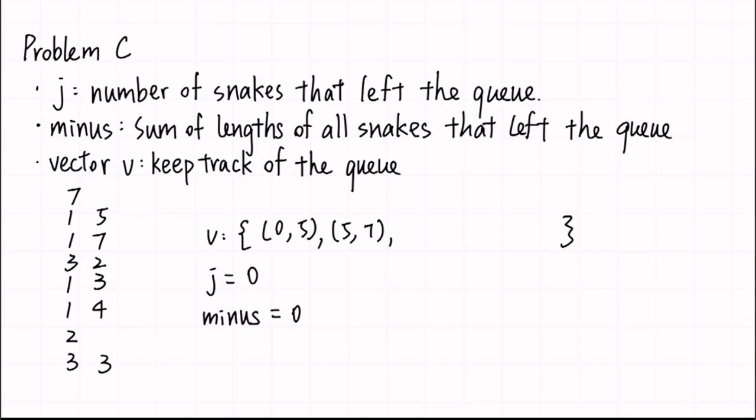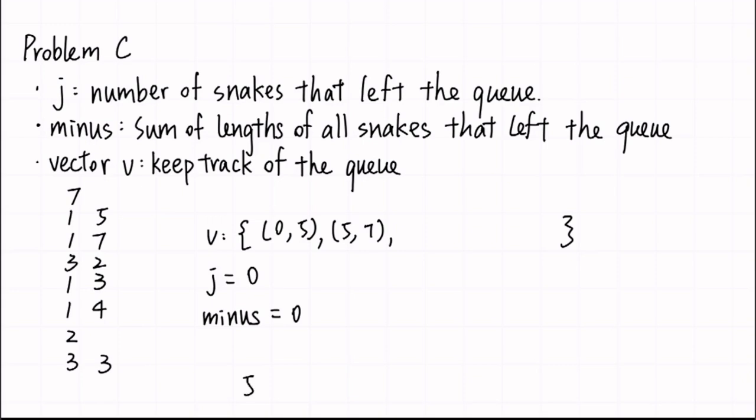And so since our indexes start from 0, (5, 7) is our second snake, and we can just output its head coordinate since the current minus is 0. So we don't need to subtract any lengths from our head coordinate, since none of these snakes have been removed. So we can just output a value of 5.